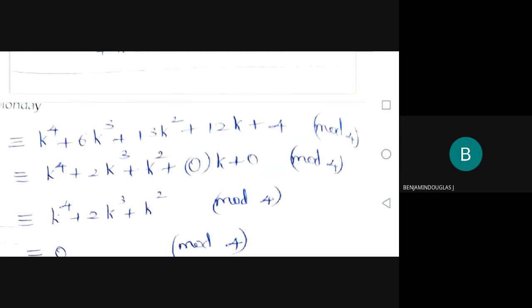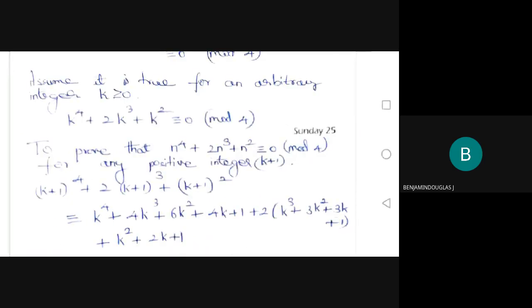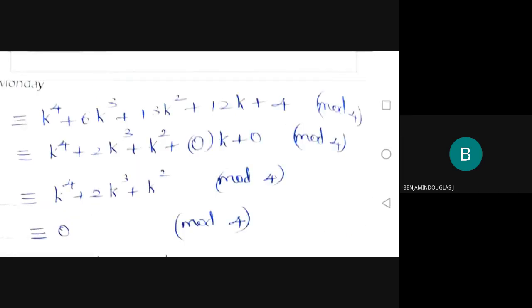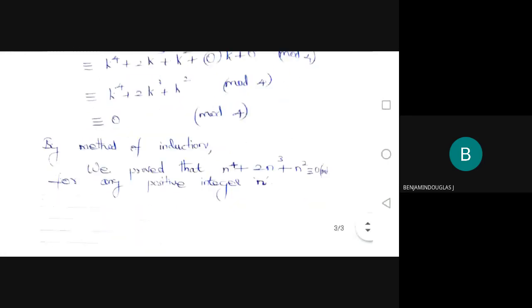Already for the case k, we have assumed this linear congruence is true, which means k power 4 plus 2k cube plus k square is congruent to 0 under mod value 4. Therefore, here k power 4 plus 2k cube plus k square is congruent to 0 under mod 4. So, by the method of induction, we proved that the given linear congruence n power 4 plus 2n cube plus n square is congruent to 0 under mod 4 for any positive integer n.